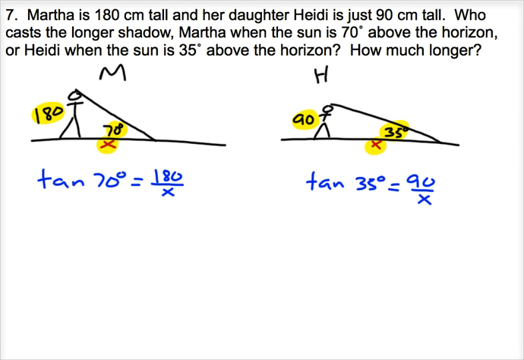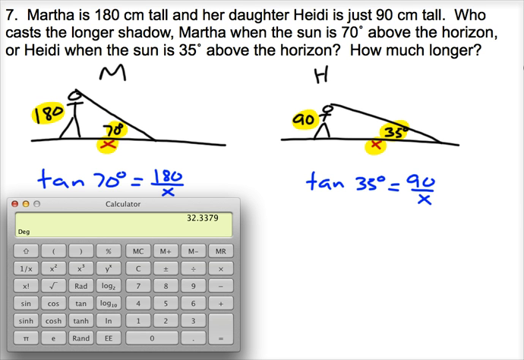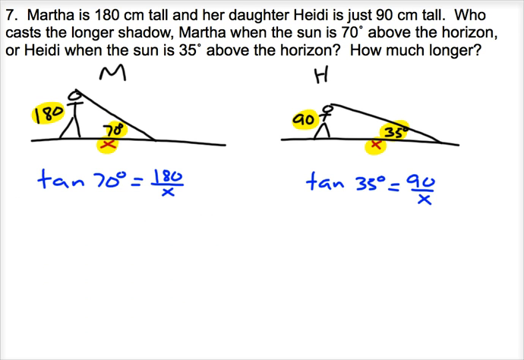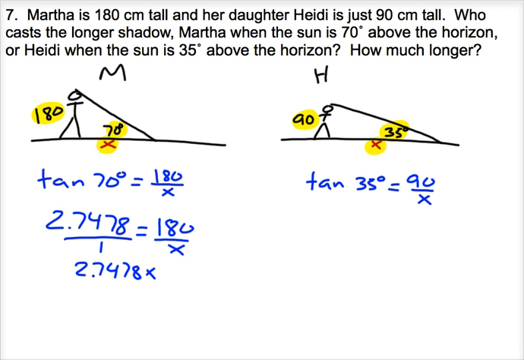So now it's really just saying which one of these is going to give me the bigger shadow. So let's do the one on the left. Tangent of 70, what's that as a decimal? And I get 2.7478. And if I cross multiply, I get 2.7478x equals 180. So I need to divide each side by 2.7478.